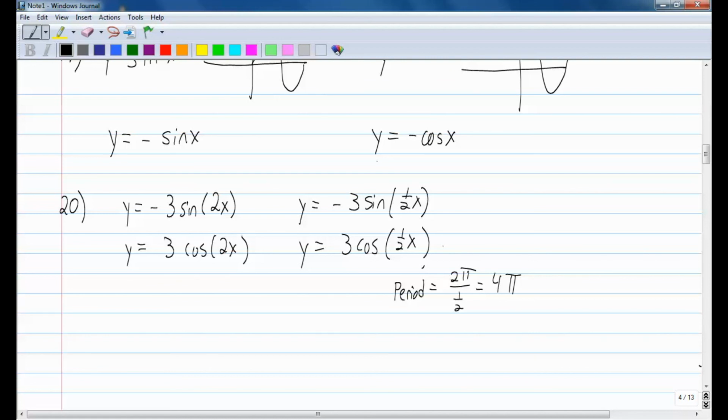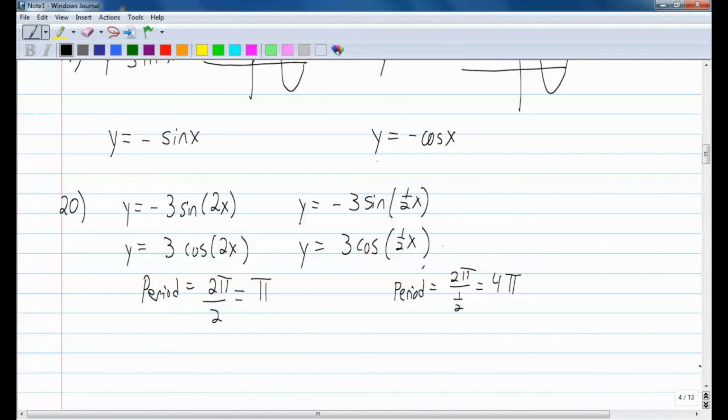Probably just going to be just enough to fit on the graph. For these other two, the period is 2 pi divided by omega, which is 2. So the period here is pi. So it's going to be compressed. There's going to be a lot of periods drawn on the graph. Alright, so that's what I would use to help me.